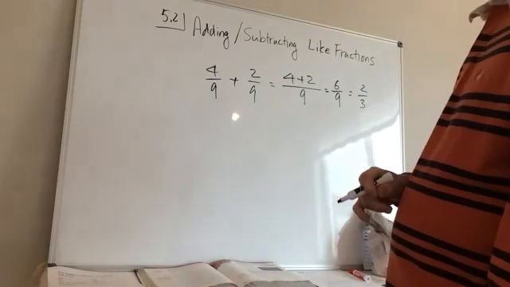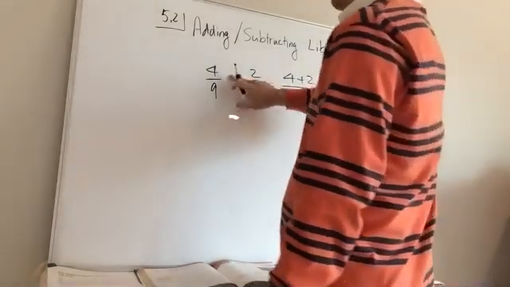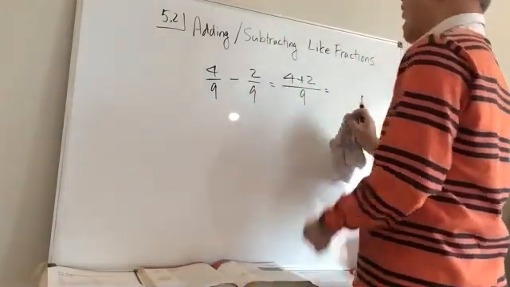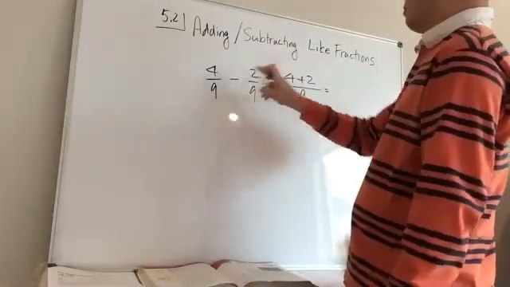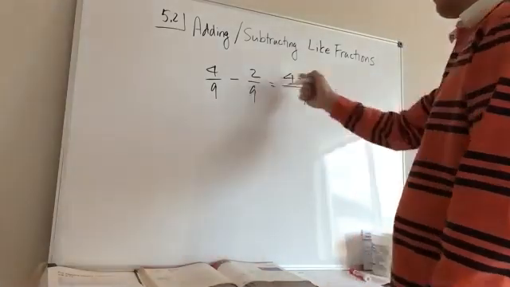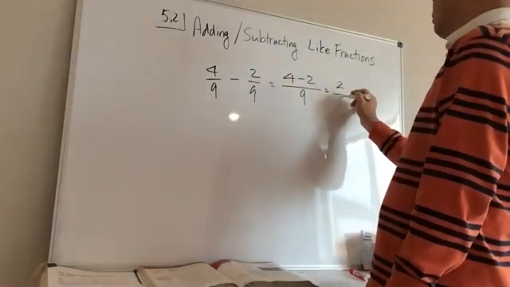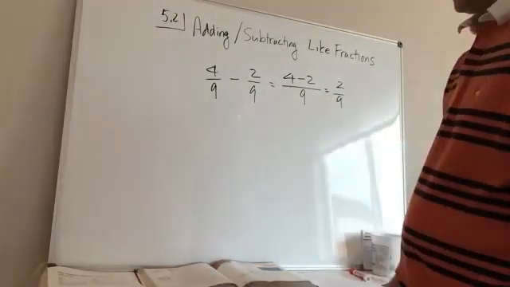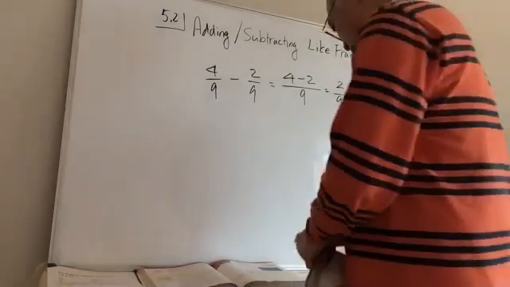If I went ahead and subtracted these, it would look like this. Now, instead of adding the 4 plus 2, it's going to be the 4 minus 2. You would subtract it out, and you would have 2 over 9, and you would be done, because you can't go any further with this. Okay, so let's see if we can do example number 1.